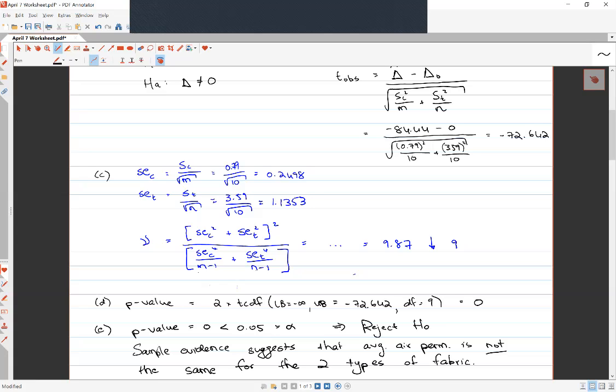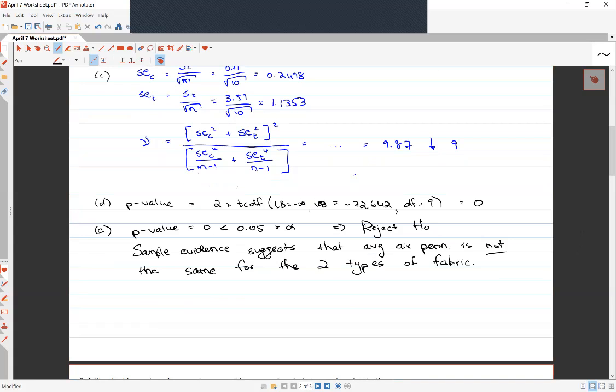Okay, because it's two-sided, we didn't set up our test in such a way that we can definitively say which one has better average air permeability. But we can always look at that by doing something like a confidence interval. So the last part of the problem is in fact asking you to construct a confidence interval for delta, the difference between the average air permeabilities of the two types of fabric.